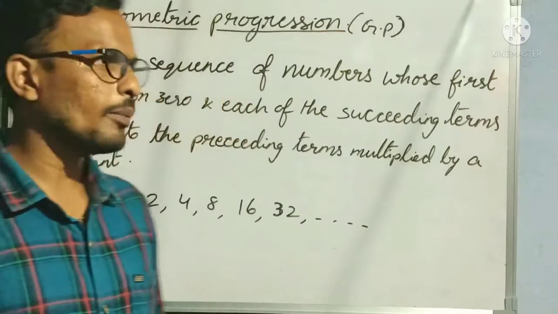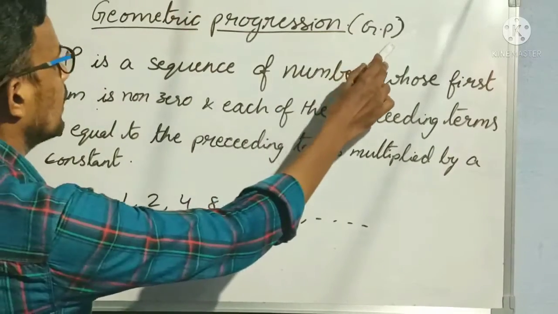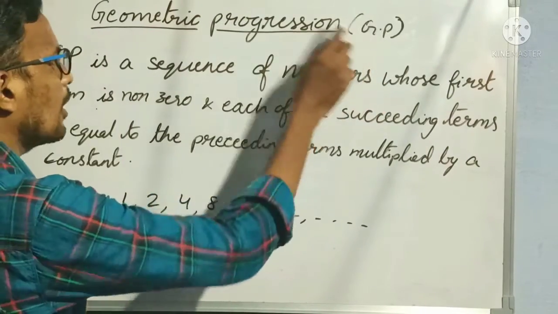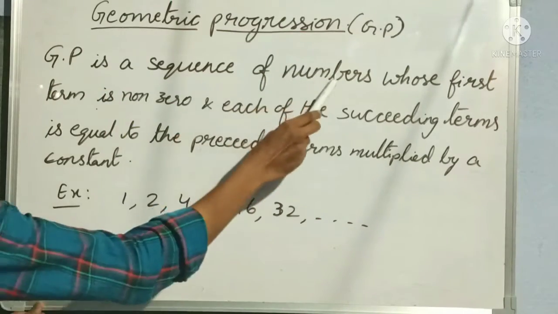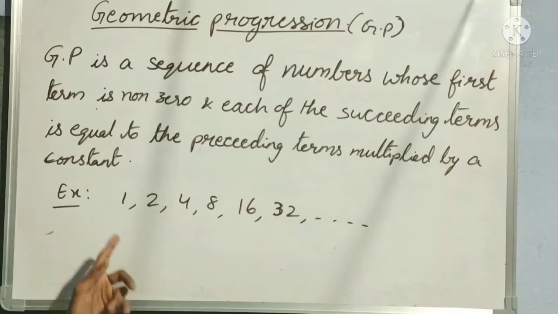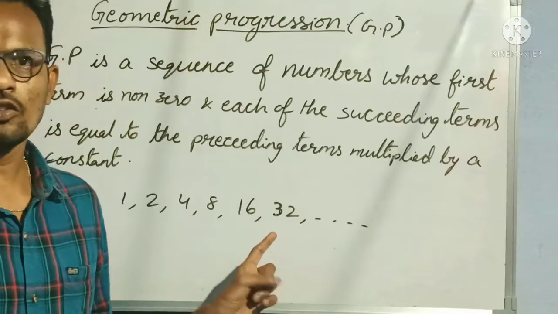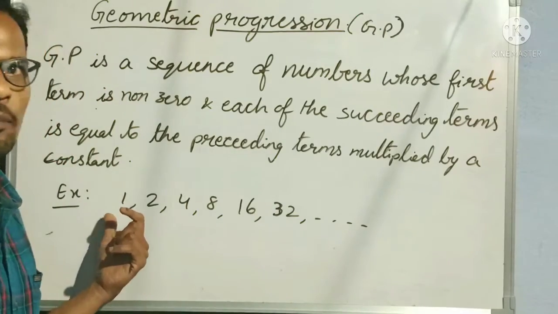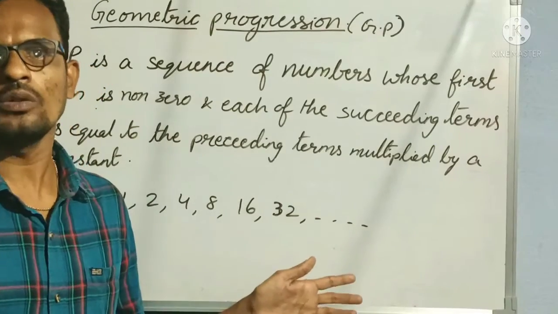So what is a geometric progression? Geometric progression, short form we call GP. So what is geometric progression? GP is a sequence of numbers whose first term is non-zero. It means the first term of the geometric progression should be a non-zero number, understood? It should never be zero. Why? Because if you multiply any number with zero, we get the same answer, zero.